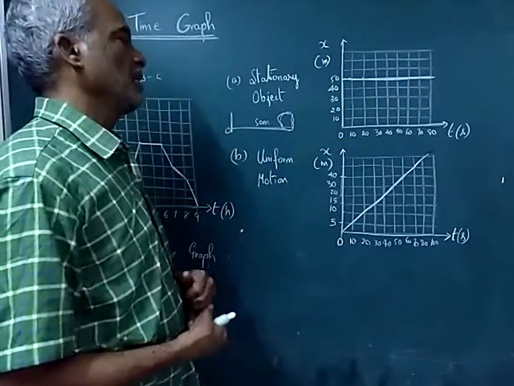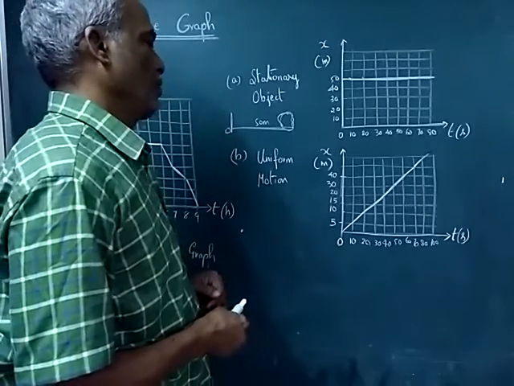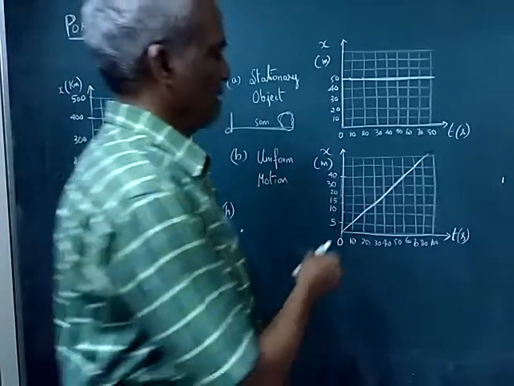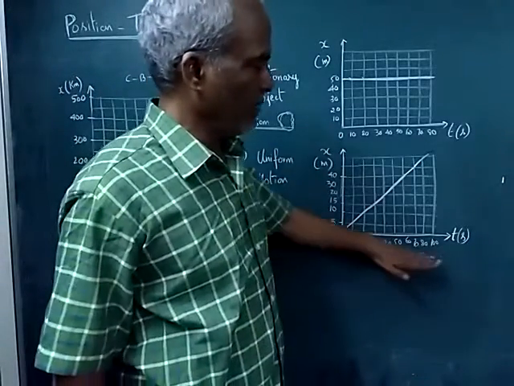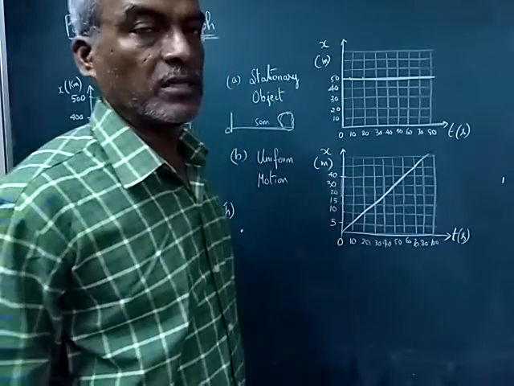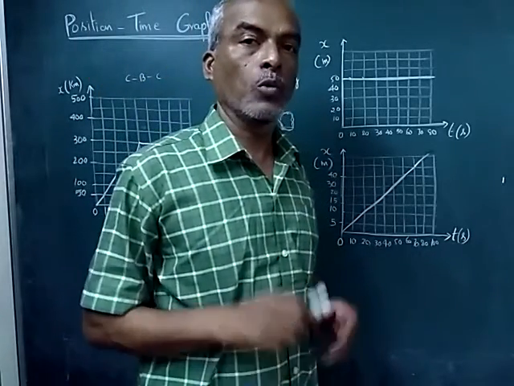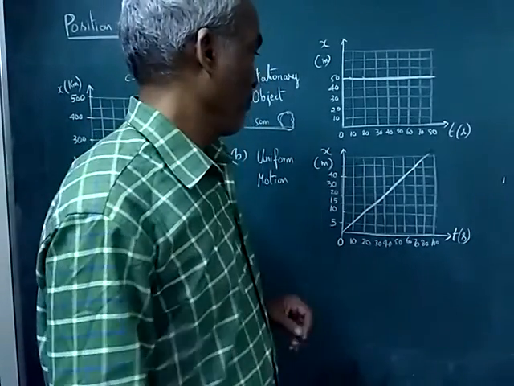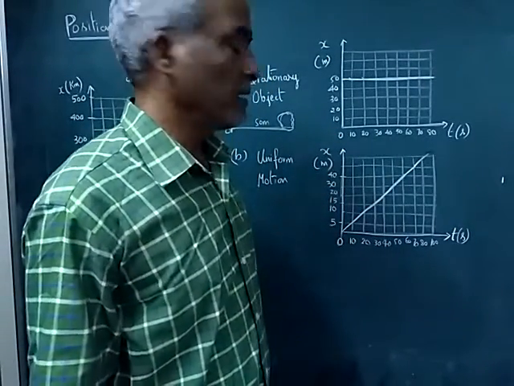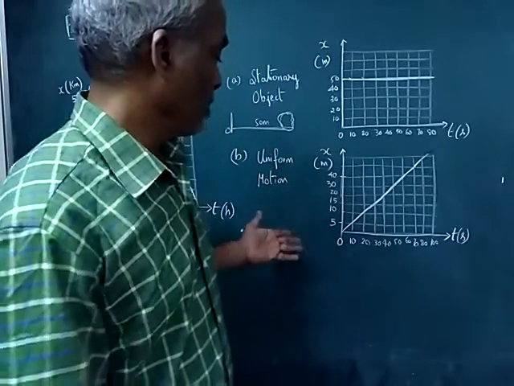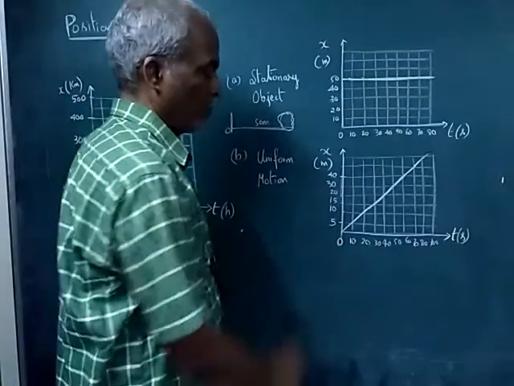Next we will consider uniform motion. In that, once again we take the x-axis as time. Time is an independent quantity, therefore it has to be taken only on the x-axis. It cannot be on the y-axis. And the y-axis is the distance from some reference point. Here also we will take some reference.